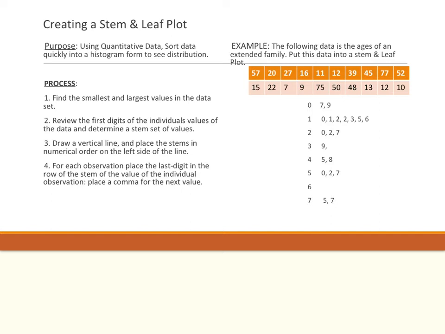The purpose of creating stem and leaf plots is to sort the data quickly into a histogram and see its distribution type. So the process is, first find the smallest and largest value in the data set. Review the first digit of each individual value of the data and determine the stem set of values. Here are our stems. Draw a vertical line and place the stems in numerical order on the left side of the line.